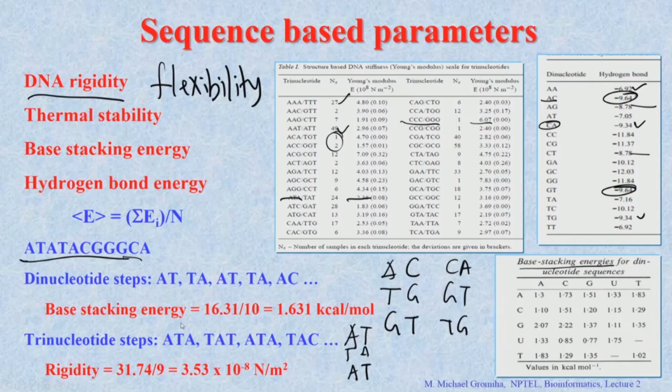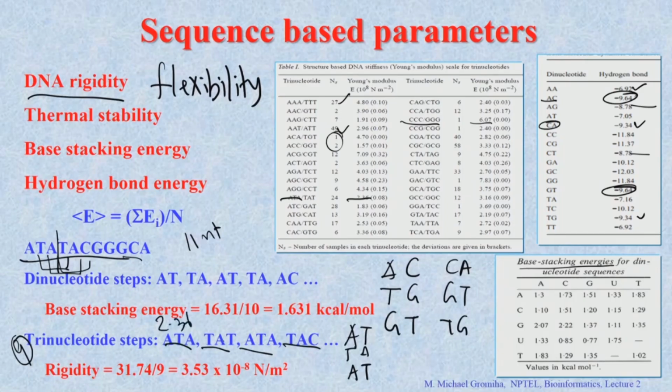What are the different overlapping segments? If we take the trinucleotide ATA, and from here TAT, and from here ATA, and here TAC, and so on. Totally, how many nucleotides are here? 1, 2, 3, 4, 5, 6, 7, 8, 9, 10, 11 nucleotides. So how many possibilities will you have? 9. So 9 trinucleotide steps, and then take the values from this table. What is the value for ATA? ATA is 2.36.